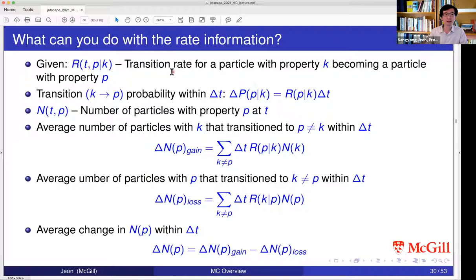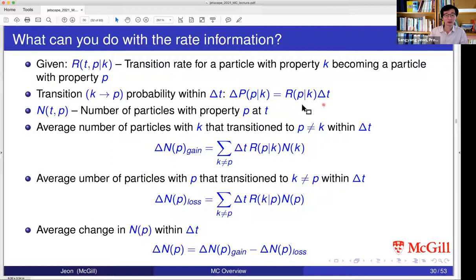Well, if you know the transition rate, you can do something like this. Okay, within next time step called delta t, what's the probability for a particle with the property k turning into a particle with property p? That's the basic question in any simulation. So if I know the transition rate, answer is simple. That's just the transition rate times that small time step, because this is rate. Okay. So that's the main probability.